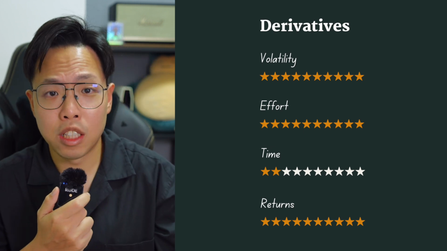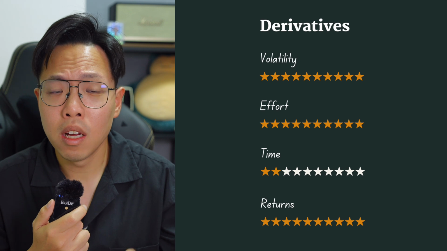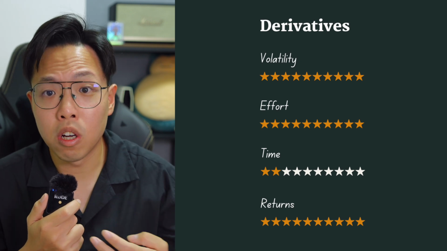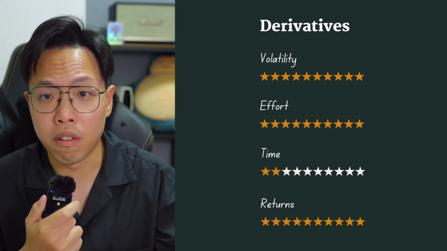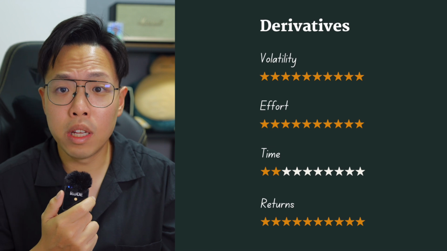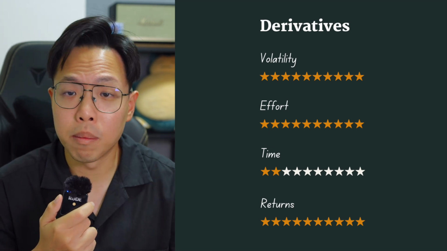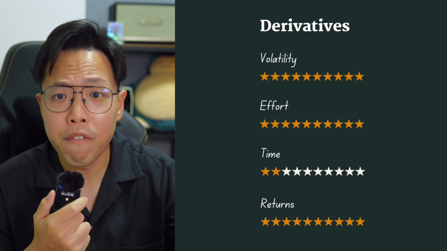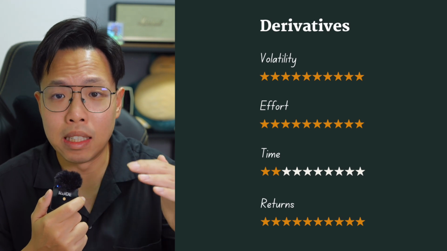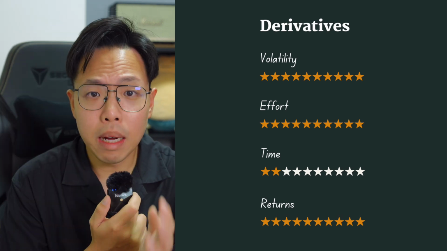Now, in terms of effort, I scored this a 10 out of 10 as well because just now when we talked about stocks, I scored researching a stock, studying a stock, 9 out of 10. So for derivatives, you not only have to choose the correct stock, you also have to know when to buy and when to sell to maximize your profit. And so this extra effort that it takes to time your buy and sell is why I give it 10 out of 10. Then we come to talk about timing.